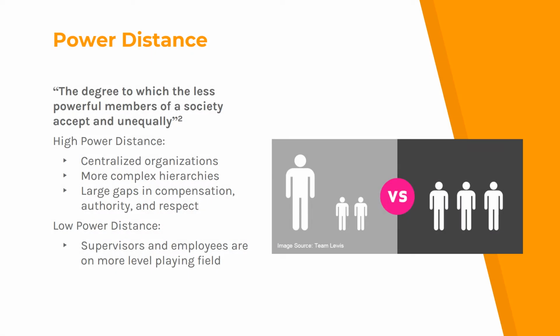So the first index is power distance. It is the degree to which less powerful members of a society accept inequality. An example of a high power distance society would have centralized organizations, more complex hierarchies, and there would be wider gaps in the amount of authority, respect, and compensation received amongst individuals within the society. In a low power distance society, supervisors and employees in the workspace are on a more level playing field.